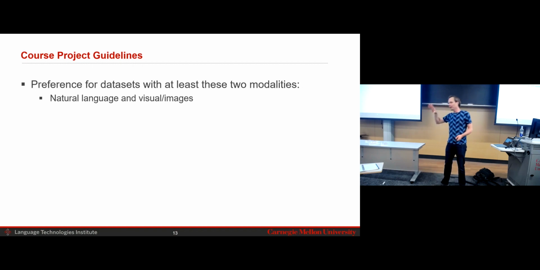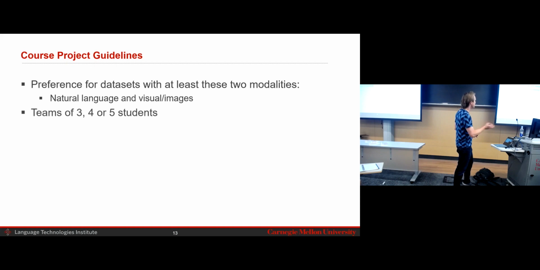So we tried very hard to have the course not just about language and vision, but I have to say a lot of the previous research has been about language and vision. And so there is a slight preference for datasets that follow language and vision. It's not a requirement, but please talk with us if you have other datasets you would like to look at. For example, self-driving is another interesting one, but it comes with its own challenges. Talk with us and talk with your TA to do this.